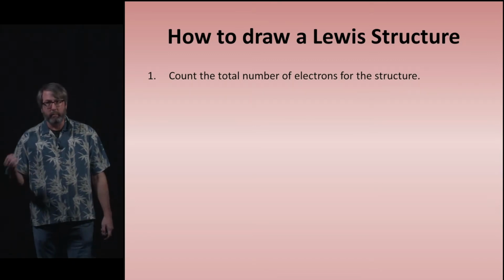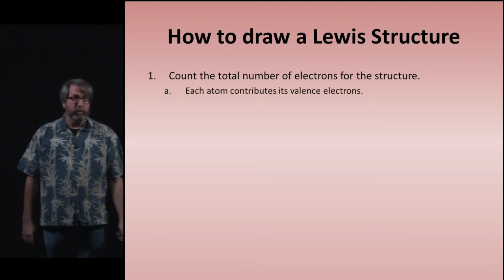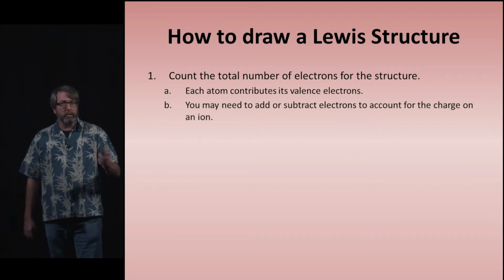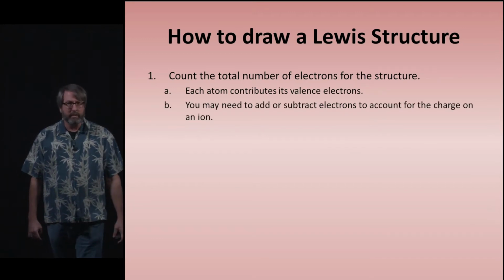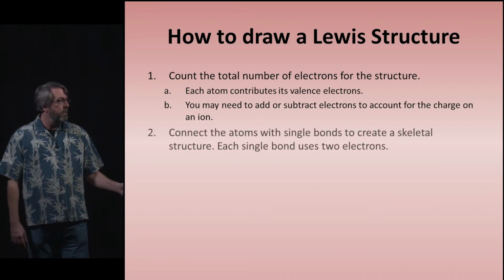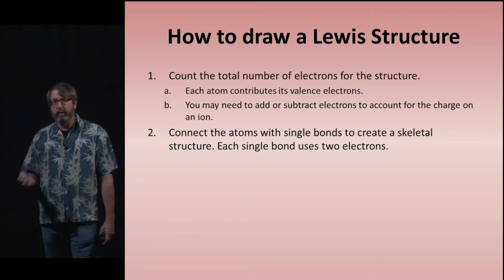And this is important. A lot of people get in trouble because they skip that first rule and end up with the wrong number of electrons in the structure. So remember that each atom is going to contribute a certain number of valence electrons, and you may have to adjust the number of electrons if your species is an ion by adding and subtracting to account for the total charge.